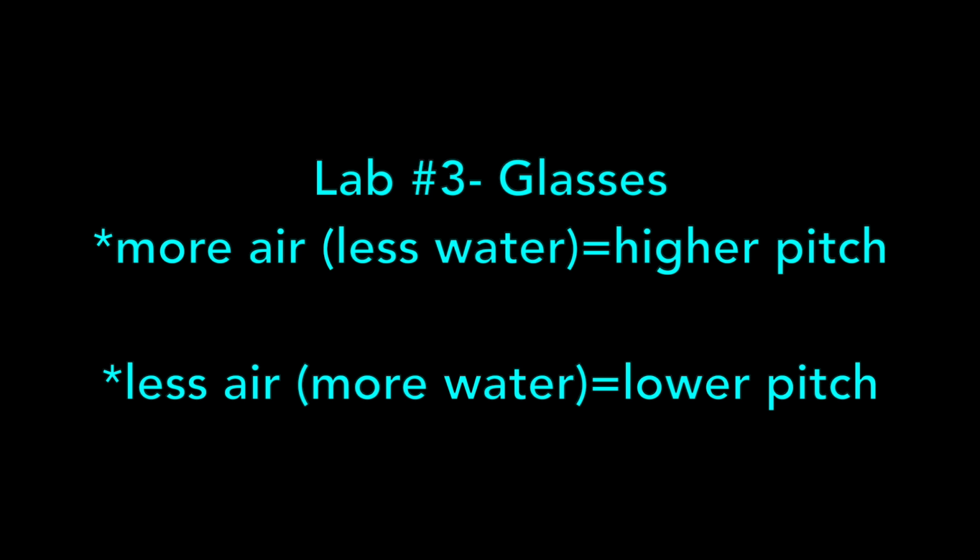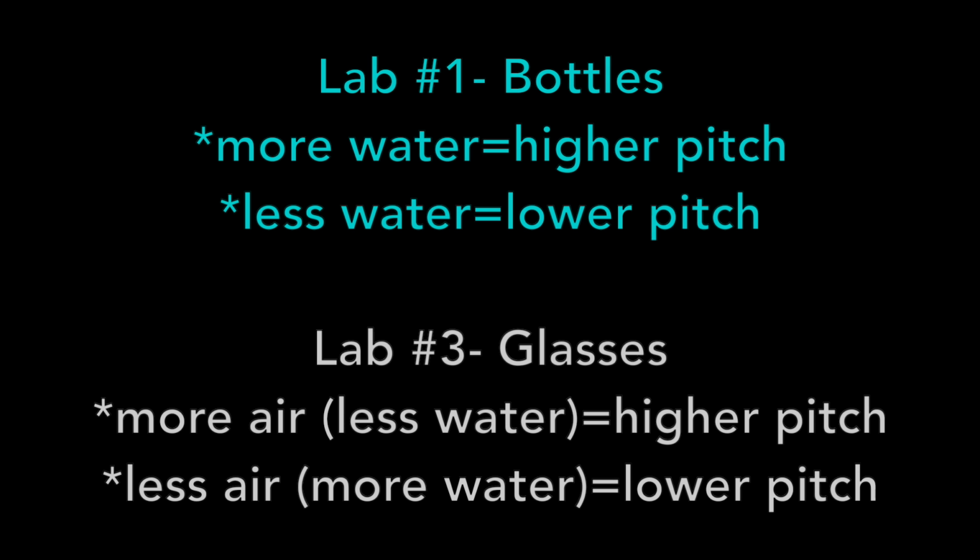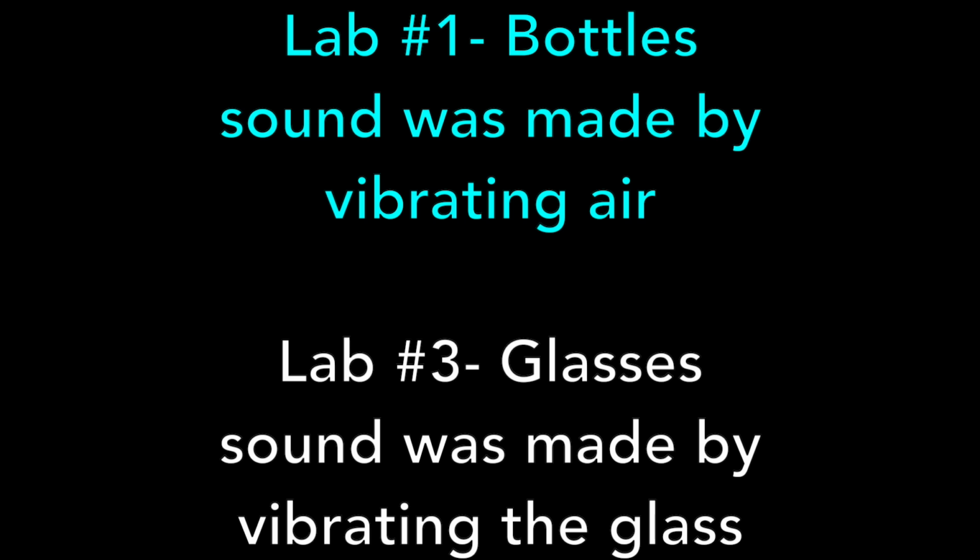Now these results for glasses are different than our results for bottles. In Lab 1 bottles, more water gave us a higher pitch, but in our glasses lab, more air or less water gave us a higher pitch. The bottles lab gave us a lower pitch when we had less water, and our glasses lab gave us a lower pitch when we had less air or more water. Why the difference? It's all because sound was made differently for each lab. The bottle sound was made by vibrating the air, and the glasses sound was made by vibrating the glass.